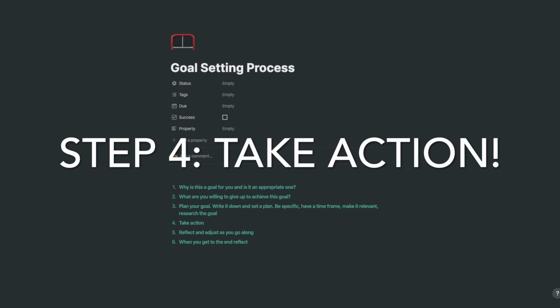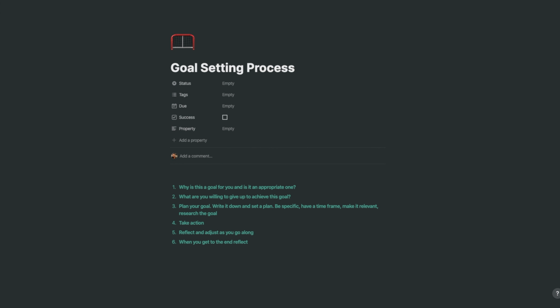Step 4, take action. And look, you could do all the planning in the world, you could do all the organization skills, you can talk about it as much as you want to your friends and families. But until the time that you actually step out and go towards actually taking some sort of action to achieve your goal, you're not going to achieve that goal. So this is very simple and there's nothing more to say here. Do your best and give it a shot. That's how you're going to succeed in achieving your goal.